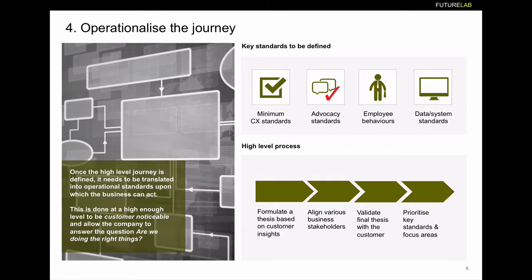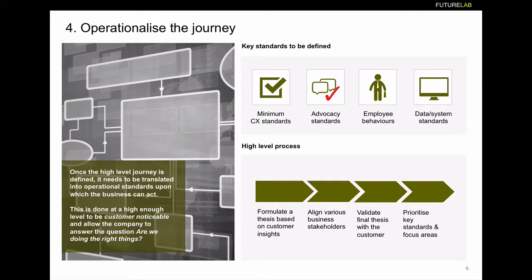And finally, there's the data system standards. Data system standards are basically standards which describe the data and system information which needs to be available at every touch point to deliver the experience that the customer deserves. In other words, for the minimum standards, the advocacy standards, and the employee behaviors, what is the data that's required? If you want to make sure that employees always greet customers by their names, they need to have a system in place which makes sure that they can very quickly look up the customer name if they can't think of it. That's basically the four types of standards.